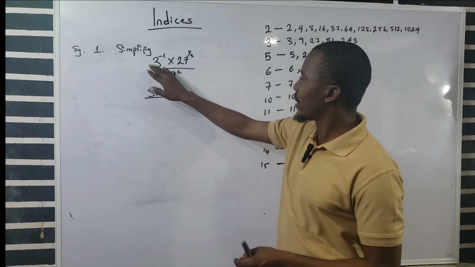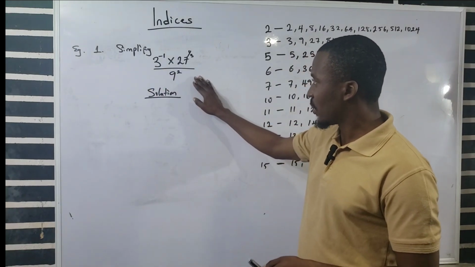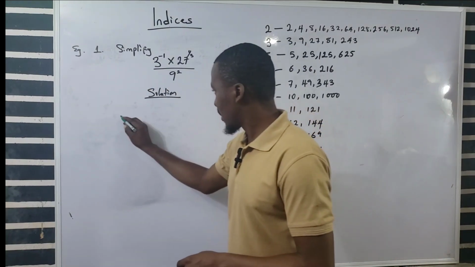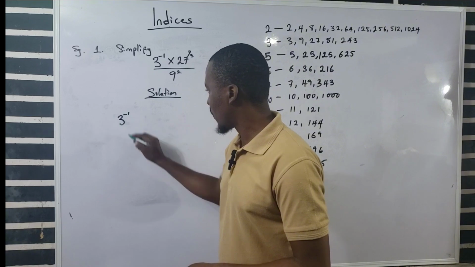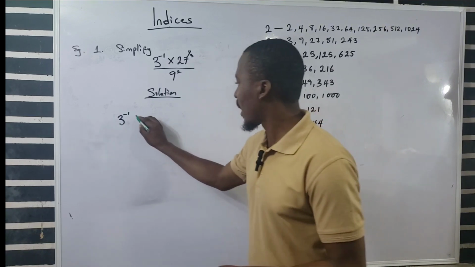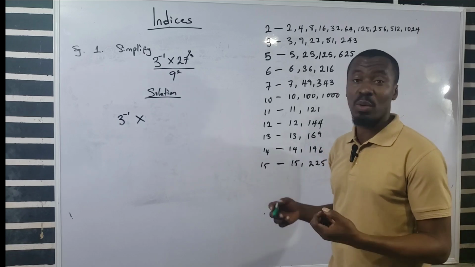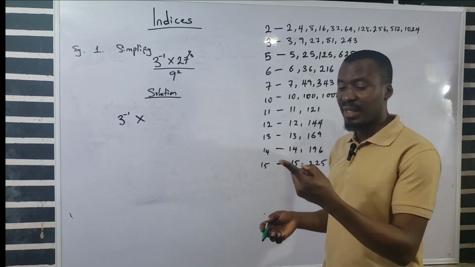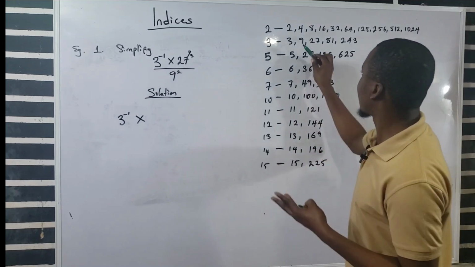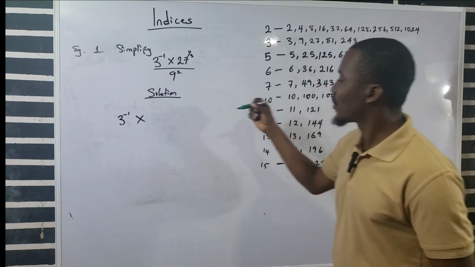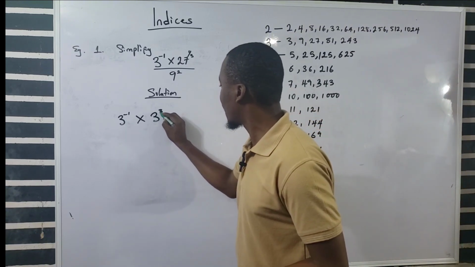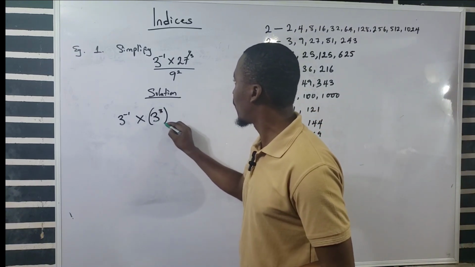So the first thing I will do is to express each number here to its lowest base. 3 already has its lowest base as 3. Then times 27. So how many 3s will you get in 27? That's what we mean by the lowest base. So we have 3 times 3 times 3. You can count it from here: 1, 2, 3. So that will give us 3 raised to power 3. Put that in bracket.